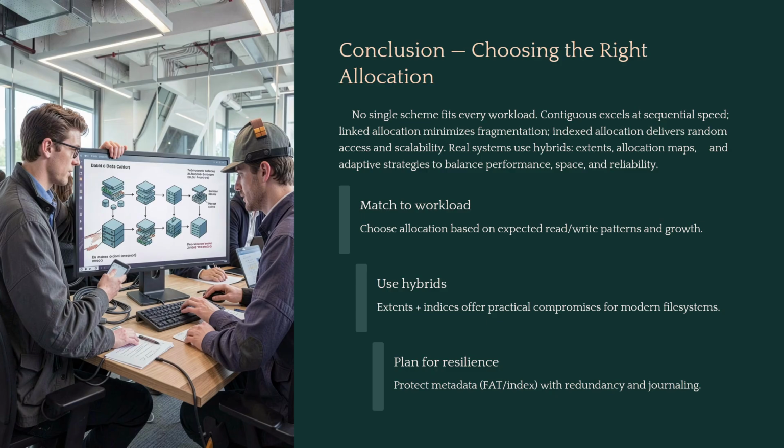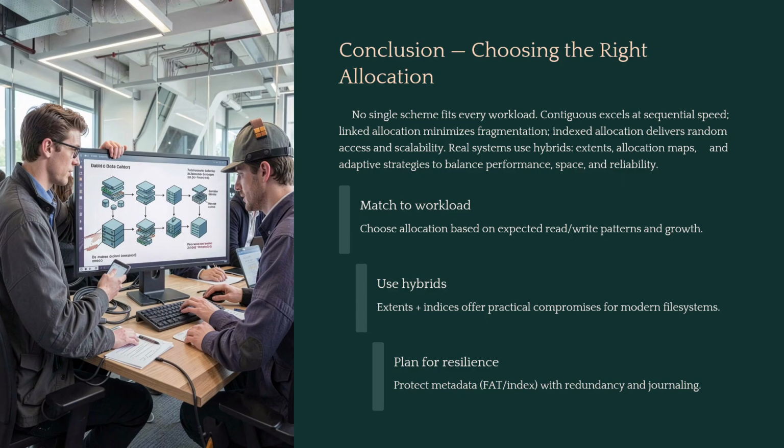To conclude, we have learned that each file allocation method has its own advantages and disadvantages. Contiguous allocation provides excellent speed but suffers from external fragmentation. Linked allocation removes fragmentation and allows files to grow easily, but random access becomes slower because blocks must be accessed one by one. Indexed allocation combines the advantages of both by providing fast, direct access while avoiding fragmentation, making it the most suitable choice for modern operating systems.